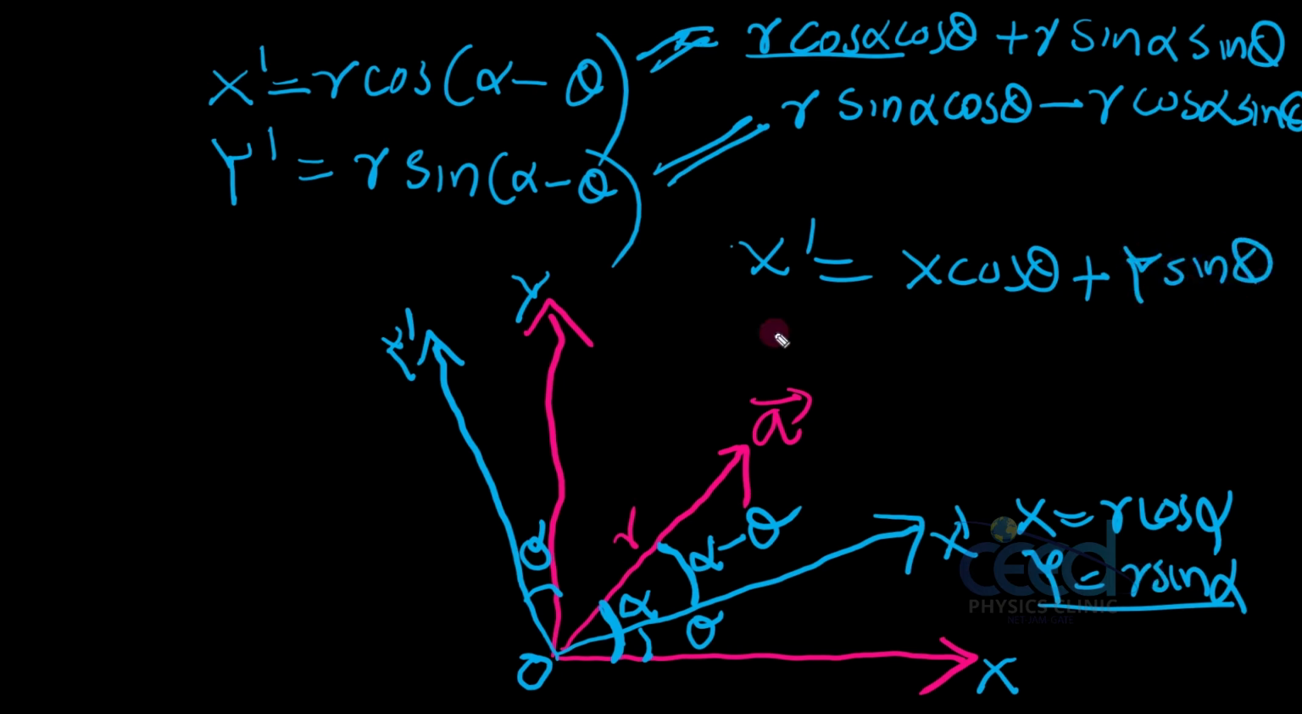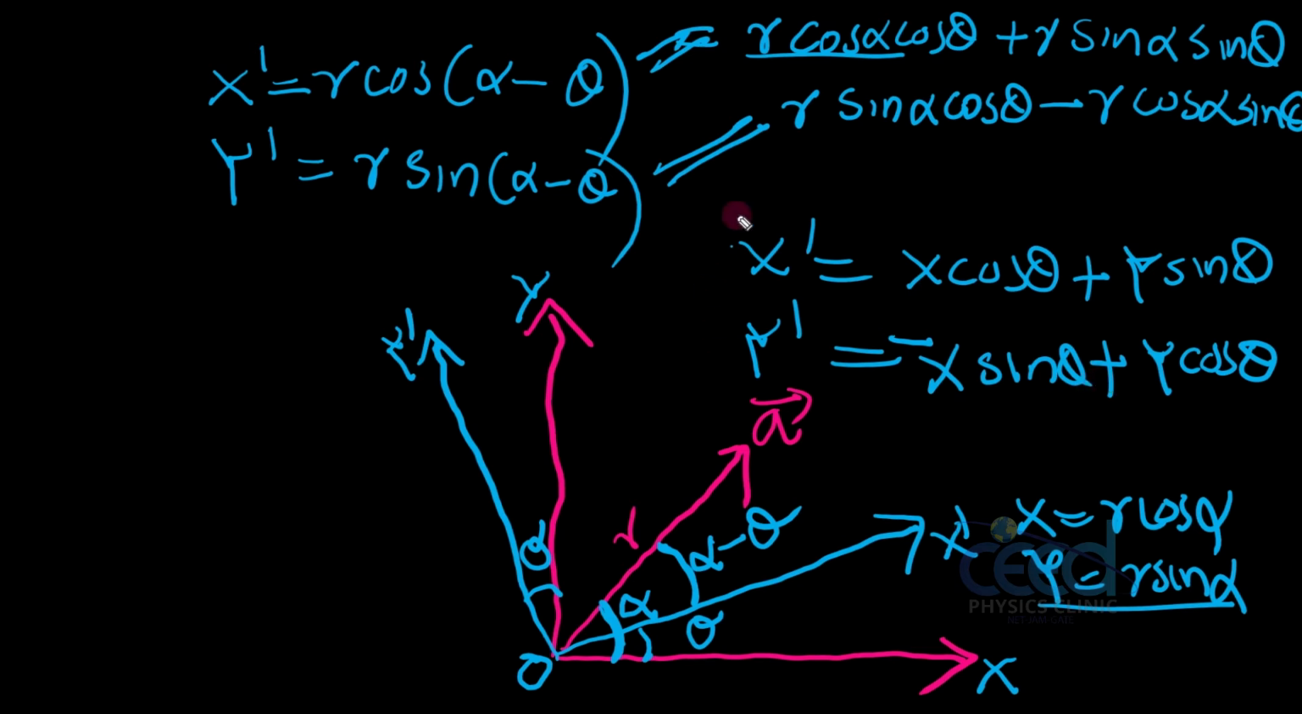And y dash I can write as, see here also, this r sin alpha I can write as y. So I can write this term first, y cos theta. So this one is replaced with y, and I have written it as the second term. Here r cos alpha I can write as minus x sin theta. So this is the representation of x dash y dash.